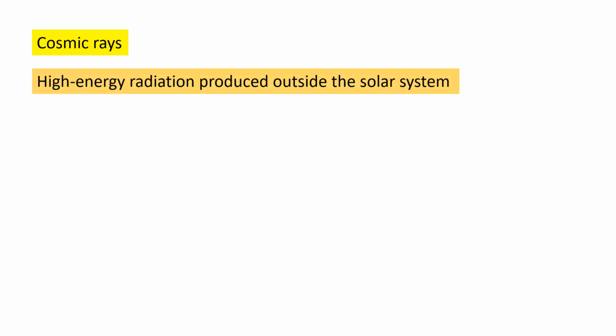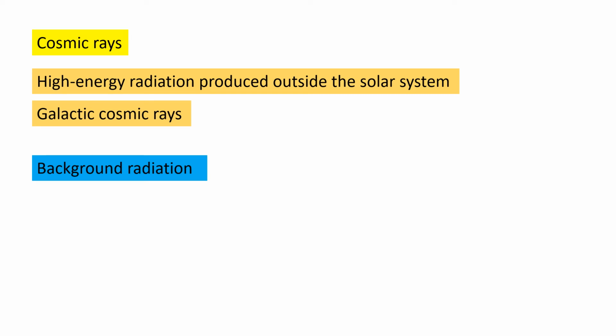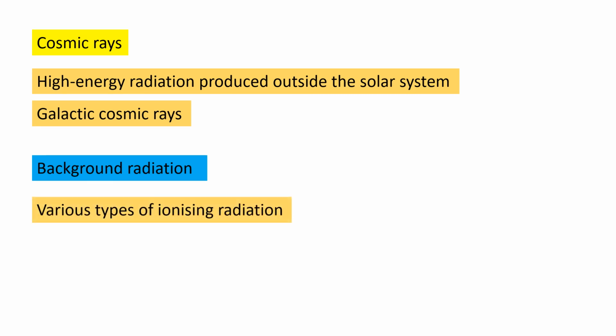Cosmic rays are high-energy radiation produced outside the solar system. Basically comets and stuff like that. Sometimes you see streaks in the sky at night, right? Those are cosmic rays. They're also called galactic cosmic rays. Background radiation is various types of ionizing radiation in the background. It can be natural or man-made; cosmic rays can be counted as background radiation. It's like a big category that envelopes everything.